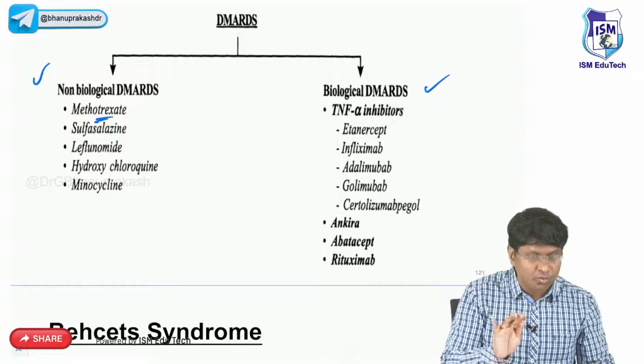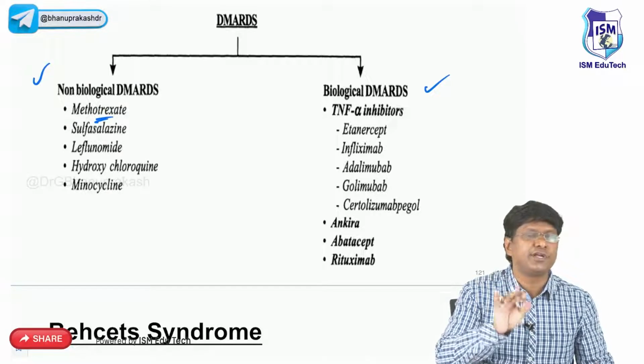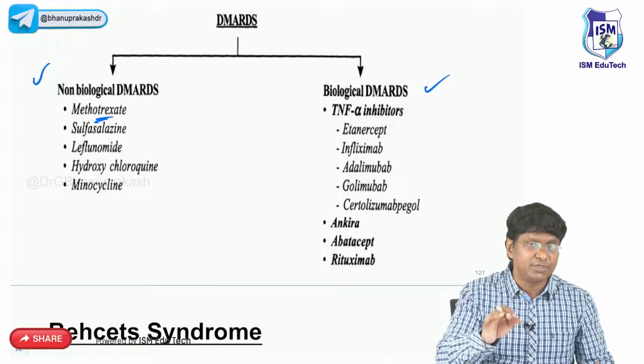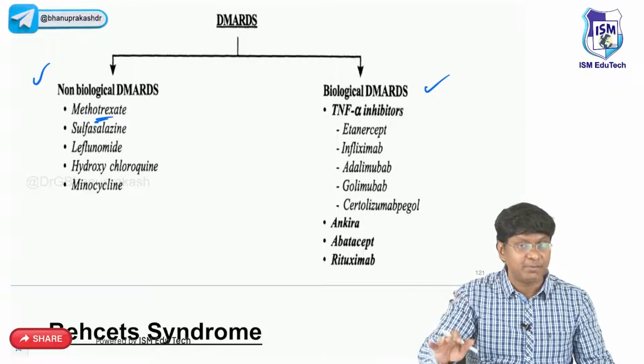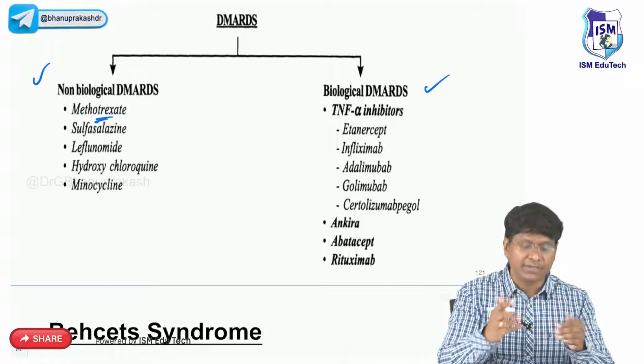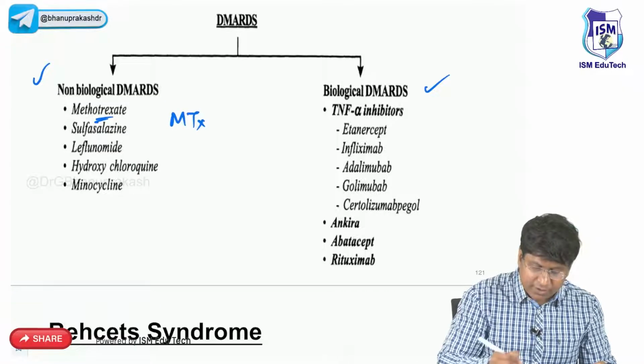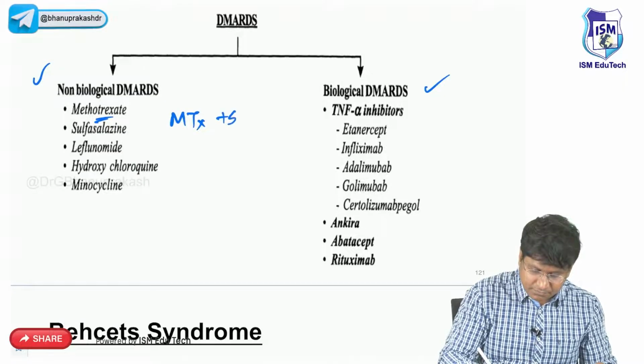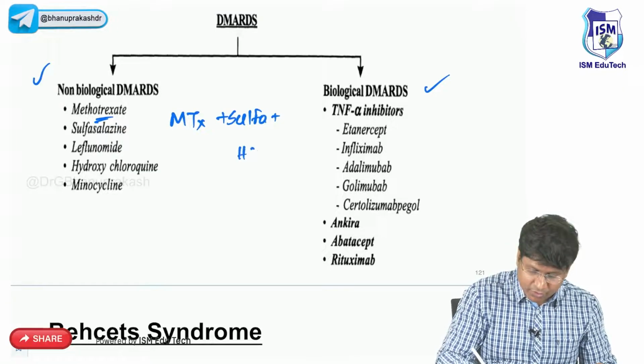Actually, we need to start with only methotrexate. And if the patient is not responding to methotrexate, then you can step up the dose up to a maximum of 20 milligrams per week. Or you can give a triple therapy. What is a triple therapy? The triple therapy includes methotrexate, then sulfasalazine, then hydroxychloroquine.